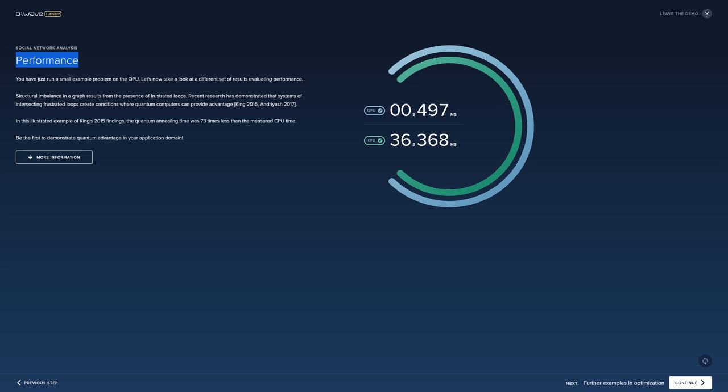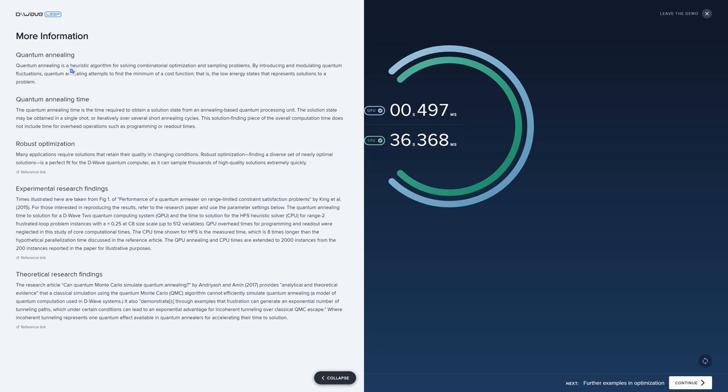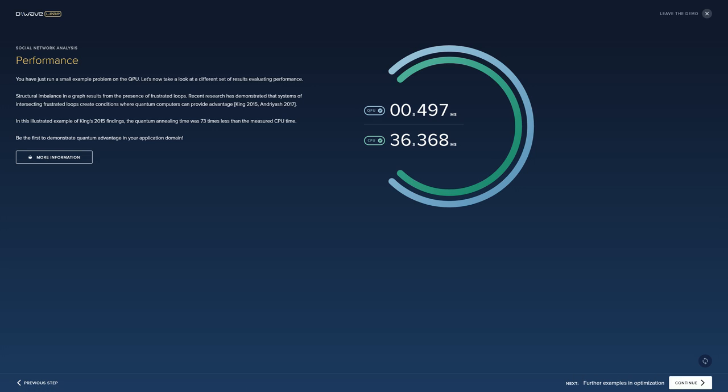So it's beginning. The first to demonstrate quantum advantage in your application domain. We can read that here: quantum annealing, robust optimization, experimental research findings, with the links, of course, here and here and here. Theoretical research findings, what could be achieved, with Monte Carlo simulating quantum annealing. That's interesting, the research article: can quantum Monte Carlo simulate quantum annealing? You can read that if you like.